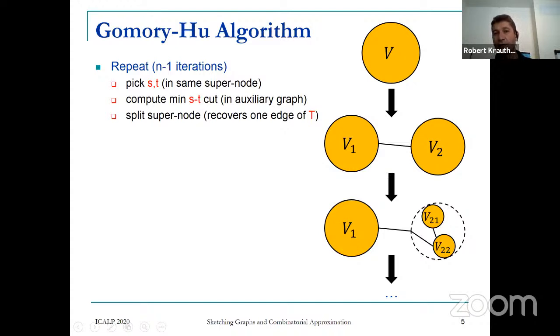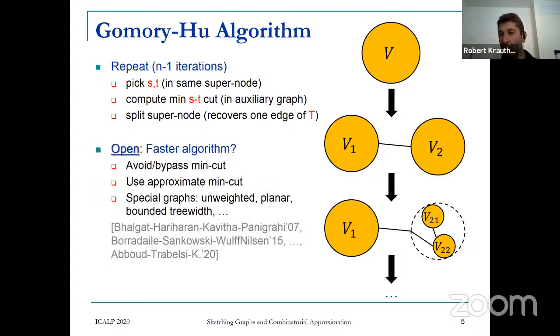That goes on for exactly N minus one iterations. After N minus one iterations, you computed N minus one edges, and you're going to have exactly n supernodes, but every supernode will contain only one original vertex, so you're going to get exactly a tree on n vertices. It's a very nice algorithm.